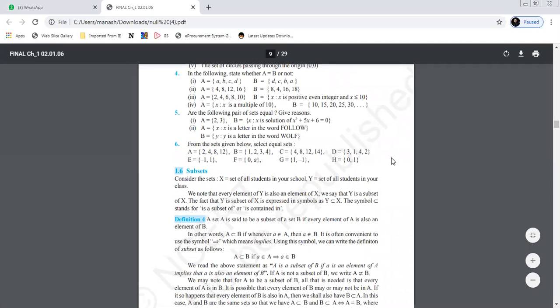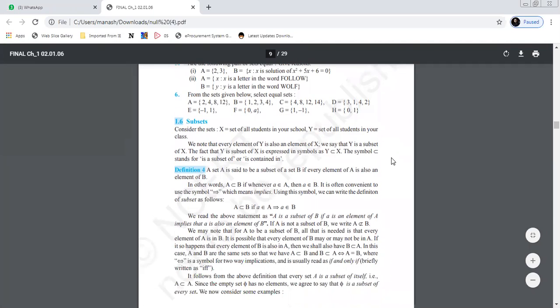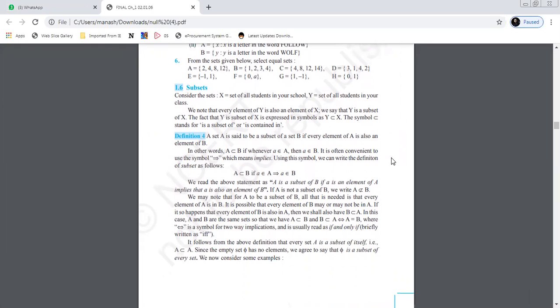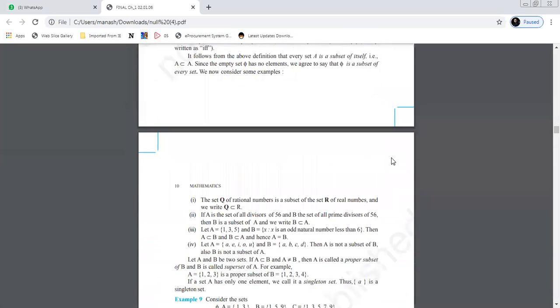Okay. Now come to subsets. Is the definition of subset given or not? I have already given the definitions of subsets, so you know what a subset is. Okay, now we'll discuss some problems.